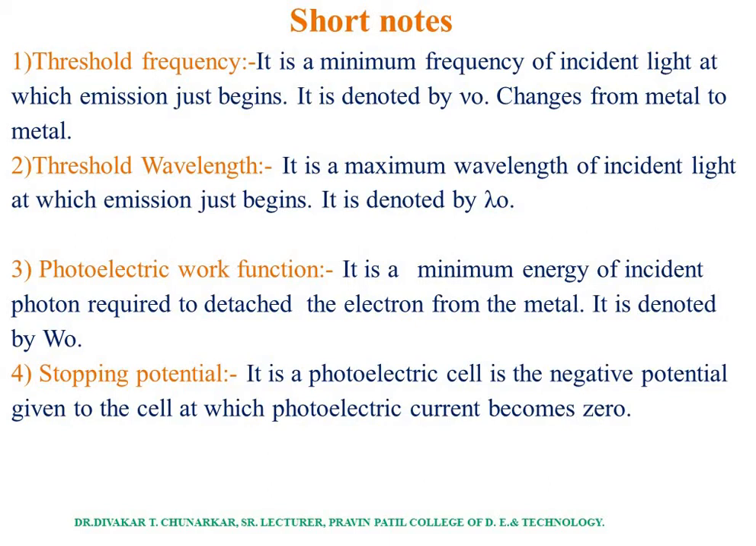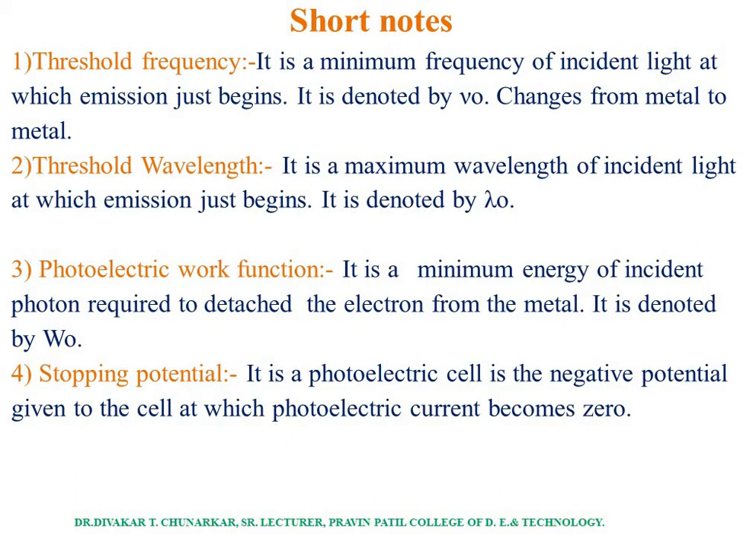Threshold wavelength is the maximum wavelength. Lambda denotes wavelength, the distance between two consecutive waves. In the case of threshold wavelength, lambda zero denotes the threshold wavelength, and it is the maximum wavelength of incident light at which emission just begins. It is denoted by lambda zero.